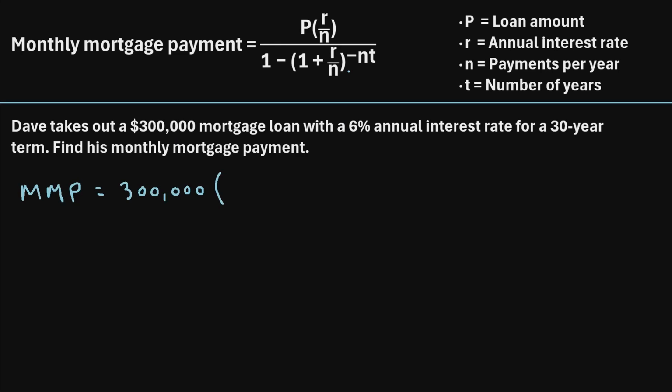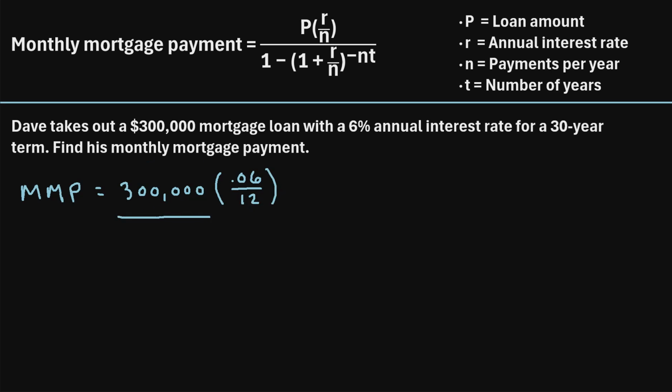So let's write that. Then we need to multiply that by R divided by N. So R is the annual interest rate. The annual interest rate we're told is 6%. As a decimal, that would be 0.06. And we're dividing that by N, where N is the number of payments per year. So we're trying to find his monthly mortgage payment. There are 12 months in a year, so for N we will use 12.